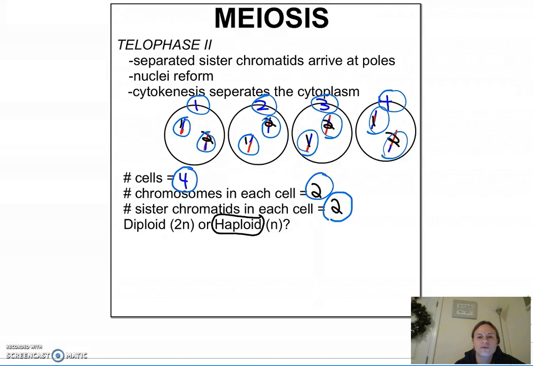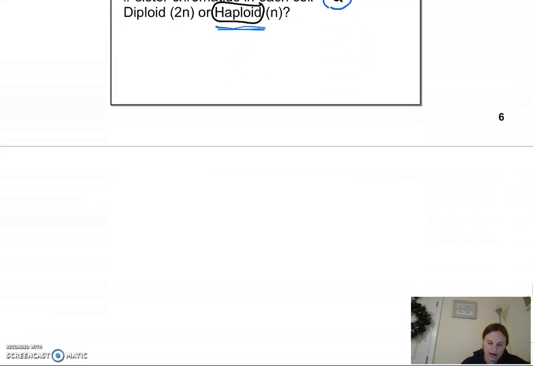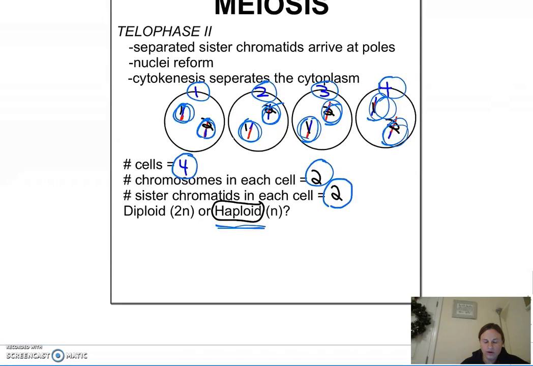I only have 2 sister chromatids in each cell. 1, 2, 1, 2, 1, 2, 1, 2. So my cell is still haploid. I still have half the number of chromosomes in each cell as I started out with. Those are the stages in meiosis.